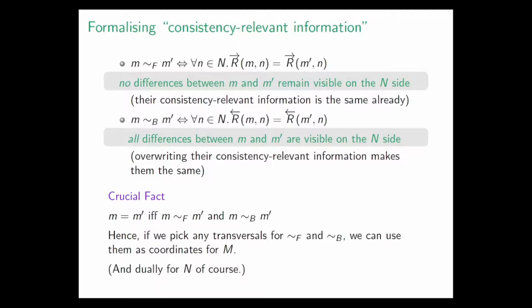This looks like a formal exercise, but it turns out to be quite useful, not least because it turns out that m and m prime are identical if and only if they are equivalent according to both of these equivalence relations. So that's quite interesting. It has the impact that now we can pick any old transversals for these pairs of equivalence relations, that is, any set of representatives for the equivalence classes, and then we can use them, if you like, as coordinates for the whole model set. So we can identify a model M by giving its tilde F equivalence class and its tilde B equivalence class, because this crucial fact tells us that there can't be two different models which share both a tilde F equivalence class and a tilde B equivalence class. And of course we can do exactly the same with n. Everything is symmetric.